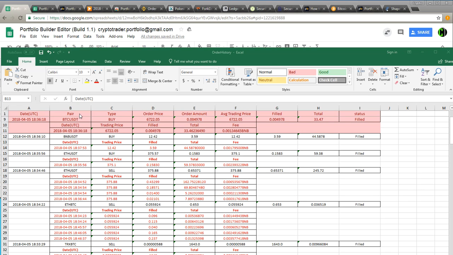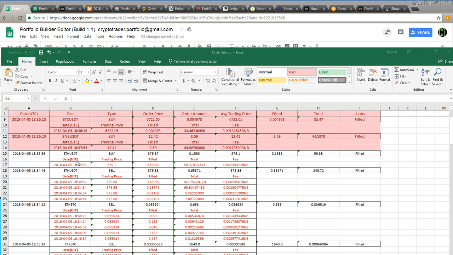Now, this is a very similar trade, so I'll just talk about it, but we're buying the Binance coin, the BNB, by selling USDT, so that'd be filled out the exact same way. We bought 3.59 Binance coins for $44.58. And the price per coin at the time was $12.42. The date is located right here. Okay, we're going to the next trade.